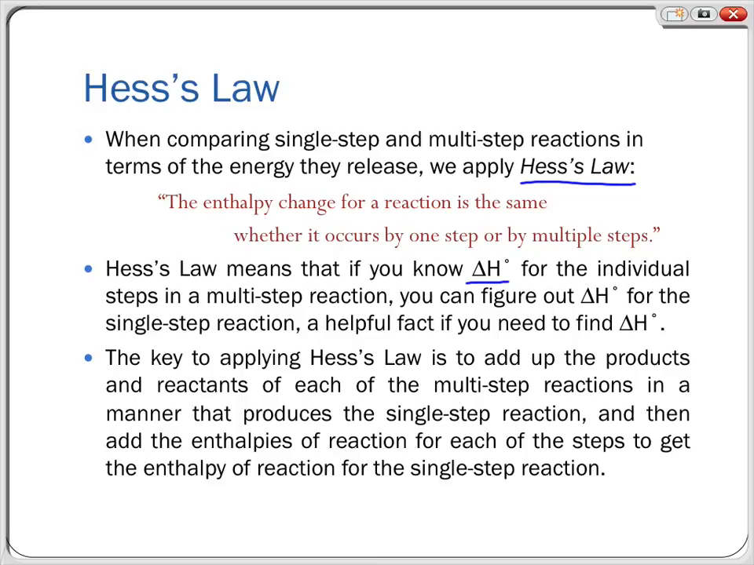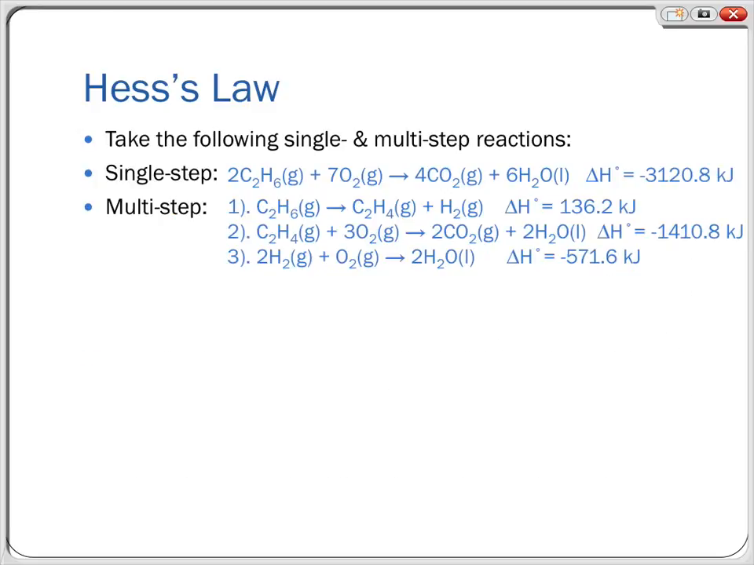You can't necessarily just add together all the single steps willy-nilly. You've got to figure out the direction the reaction goes. You have to figure out the proportions the reactions are in. But if you can add the reactions up in a way so that it gives you the same amounts as the products in the single-step reaction, once you've done that, you can add the enthalpies of reaction for each of the steps to get the enthalpy of reaction for the single-step reaction. So let's look at an example.